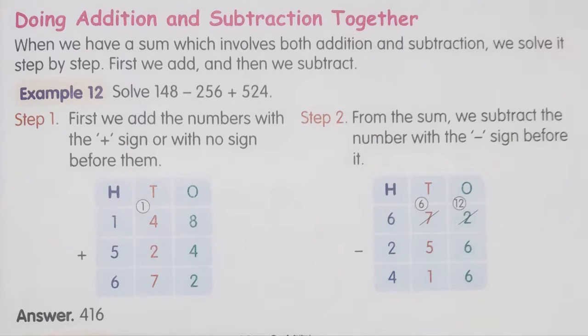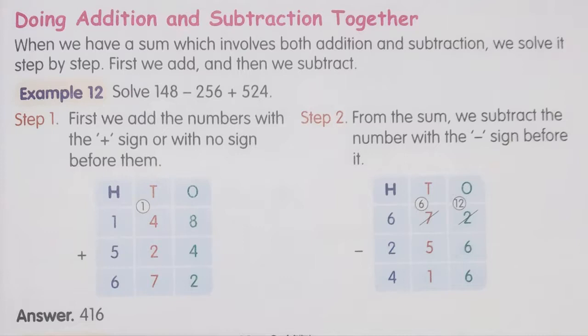लेट्स सी वन एग्जांपल. सॉल्व 148 माइनस 256 प्लस 524. Step 1. First we add the numbers with the plus sign or with no sign before them. सबसे पहले हम प्लस वाले साइन को ऐड करेंगे या जिसके आगे कोई साइन नहीं होता है. इट इज अंडरस्टूड कि वो प्लस का नंबर होता है. तो हियर 148 एंड 524 both are plus numbers, so we add these numbers and we get answer 672.